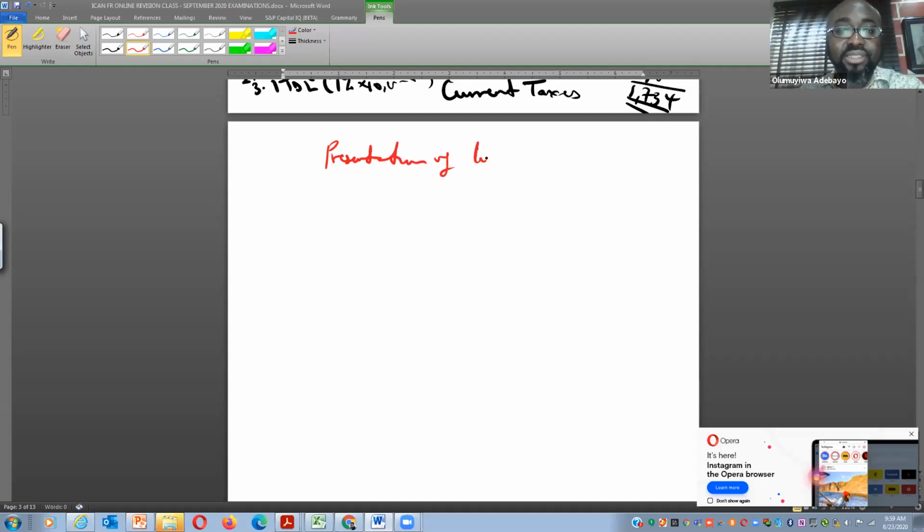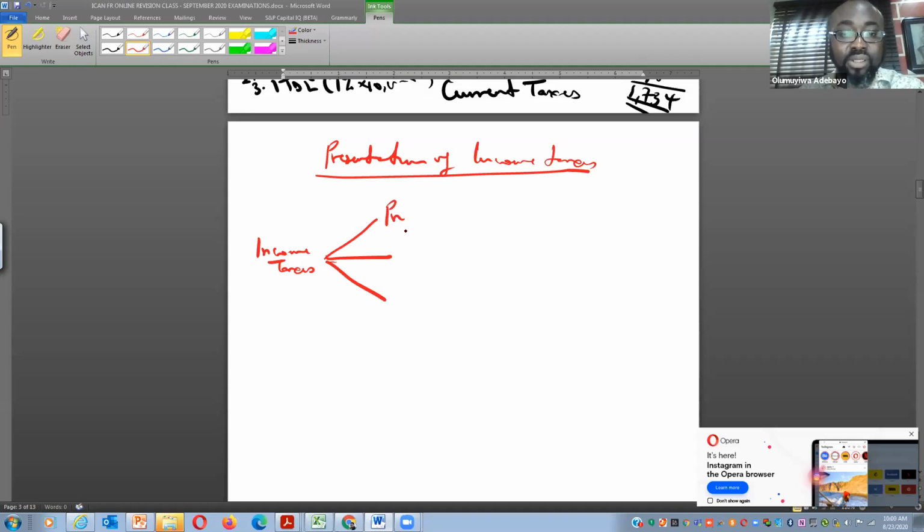Presentation of income taxes. Now, income tax can be presented in the following order. The larger portion of it is presented within profit or loss. The other portion is presented within other comprehensive income, while the minute portion is presented within equity, and I will explain.